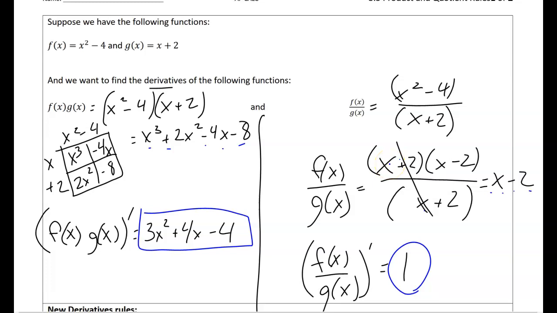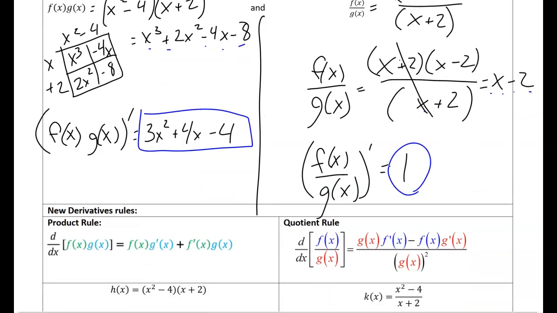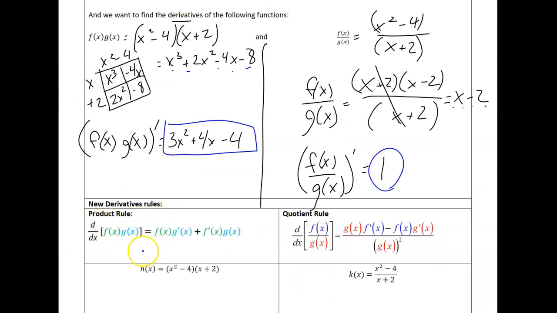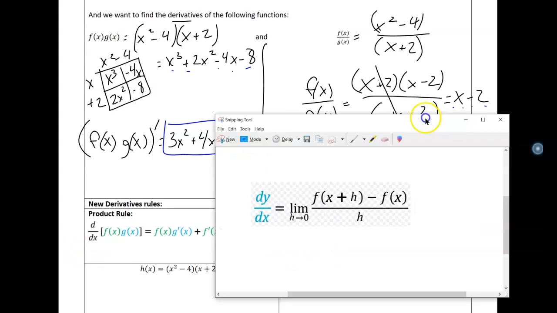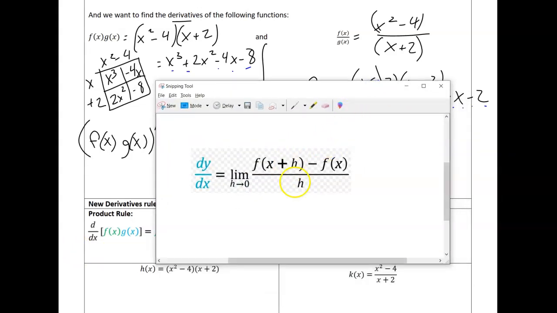We're now going to solve these problems the other way. So these are my new derivative rules. We have product rule and quotient rule. And luckily, you're beyond the point in your career where I'm going to make you do a bunch of work by hand using the limit definition to prove these rules.